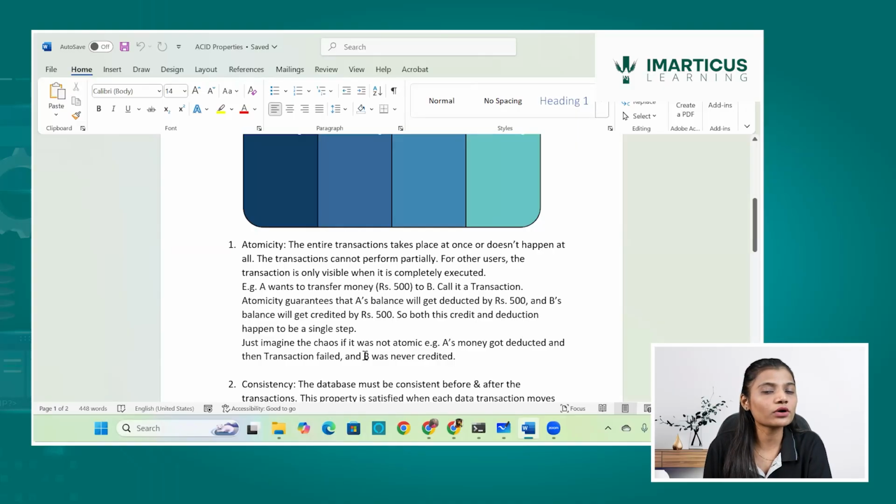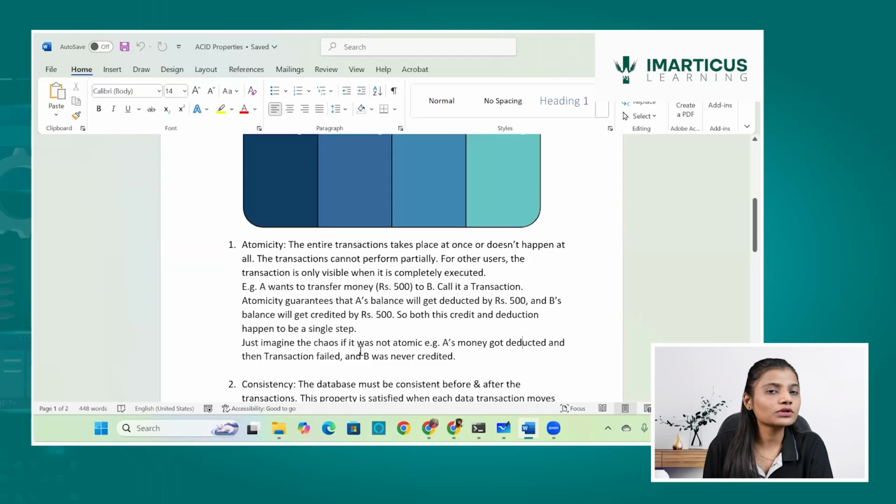So if you want to explain in short what atomicity is, it is right either all or none, which means either all the steps are successfully completed. If any one of the steps fails, the entire transaction is called a failed transaction. That was all about atomicity.